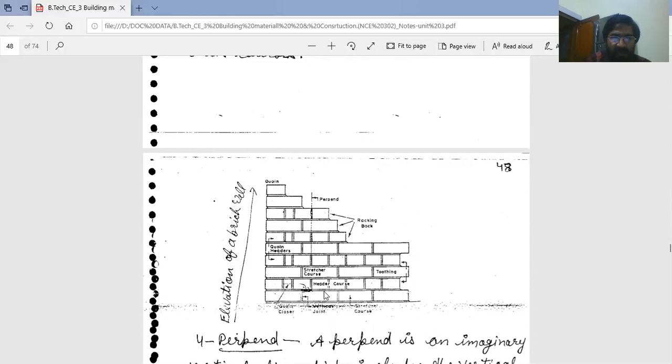And this is the lap. Horizontal distance between two joints. Joints should break in alternate courses. Joints should be discontinuous. And this is the imaginary line joining the joints of wall. This is the perpend.